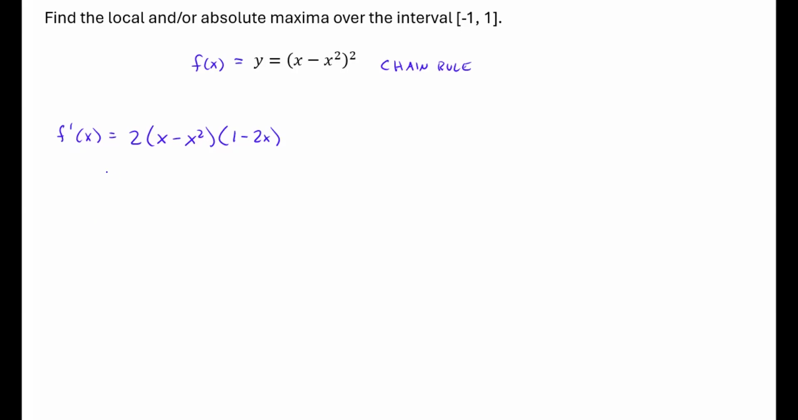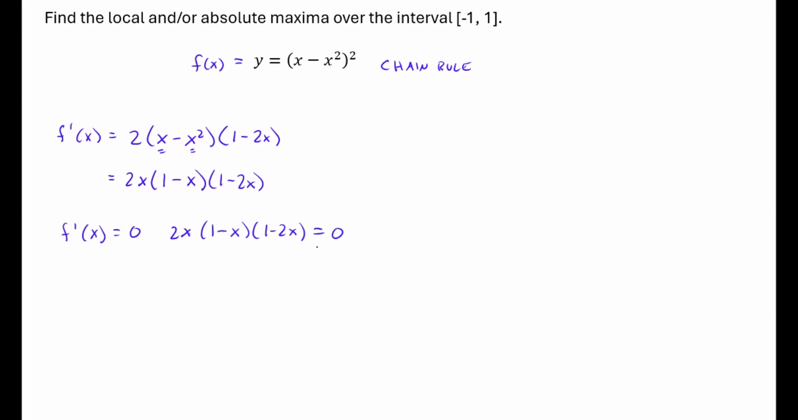And just to make things a little bit easier at the next step, let's go ahead and factor the x out of this set of parentheses here. So we'll get 2, we'll take that x out. That's going to leave us with 1 minus x inside that set of parentheses. And we'll have the 1 minus 2x as our last factor. And let's go ahead and take our derivative and set this equal to 0. So 2x times 1 minus x times 1 minus 2x will be equal to 0.